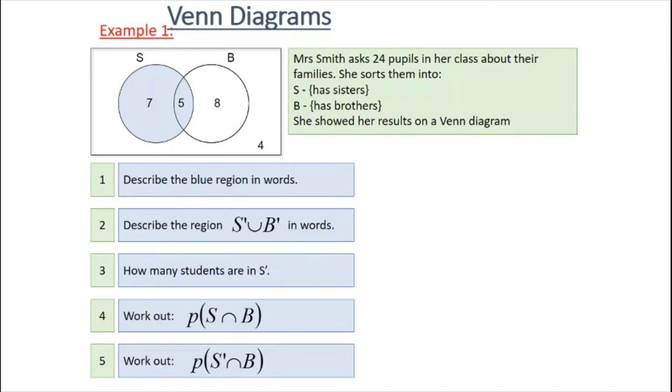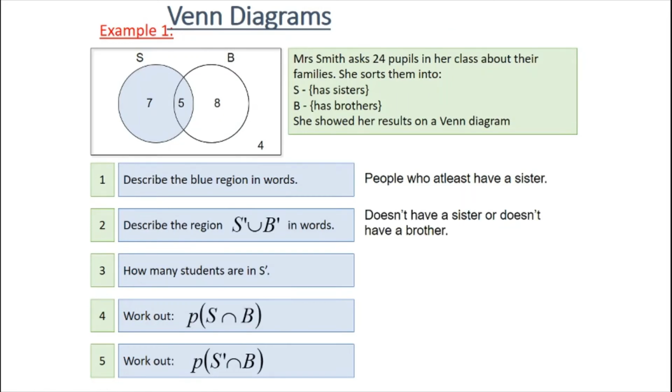Okay, the first one, the blue area, are people who had at least a sister. They might have more sisters. They may have a brother, because some of them are in this intersection. The next question, describe the region not S or not B: people who don't have a sister or don't have a brother.